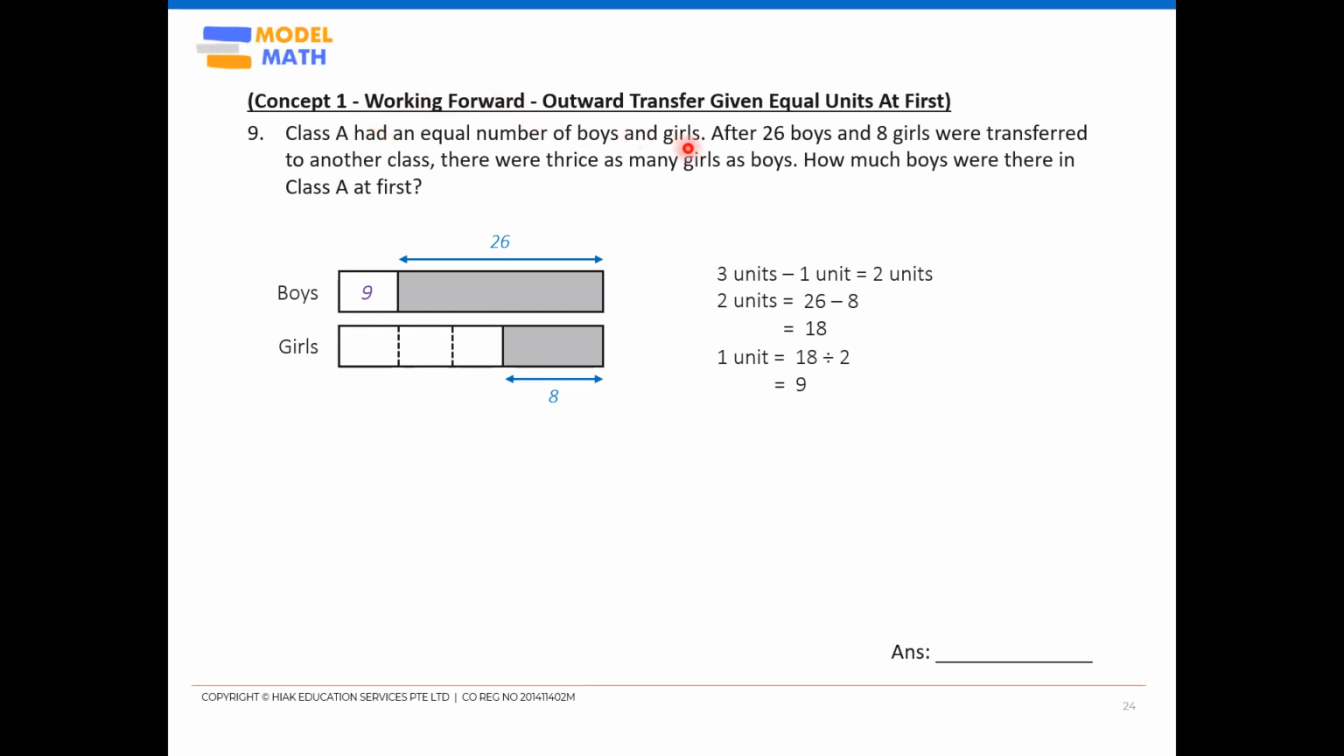Now if you read the question, they ask for the boys at first. Boys at first means the whole boys model. So if I want to find boys at first, I simply take 9 plus 26 because I want to add this up together to form the whole thing at first. And that should give us 35 boys at first.